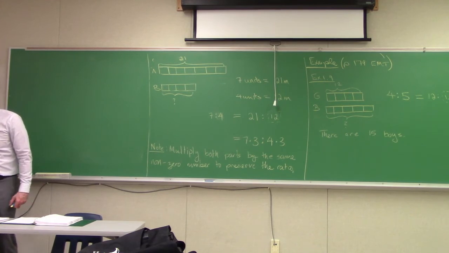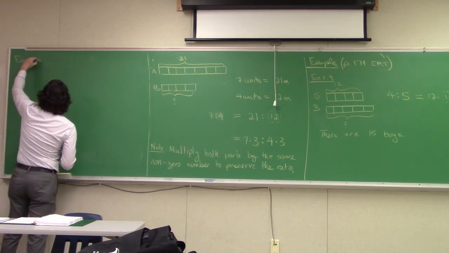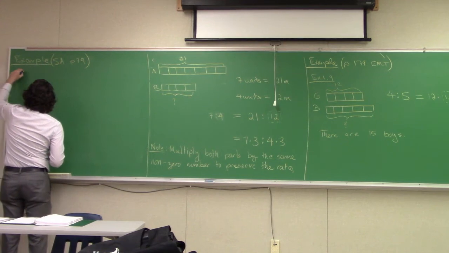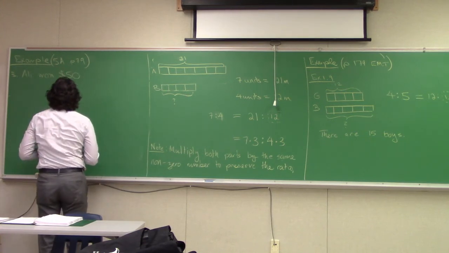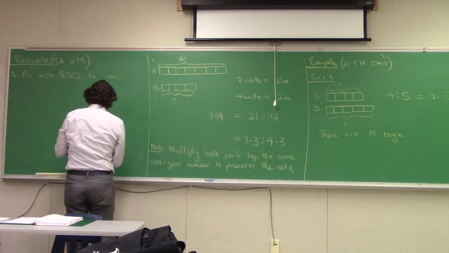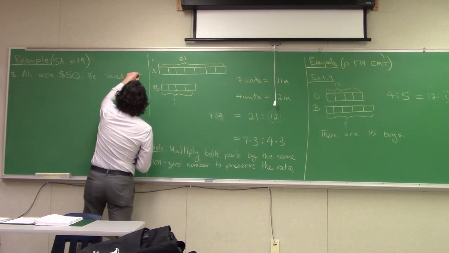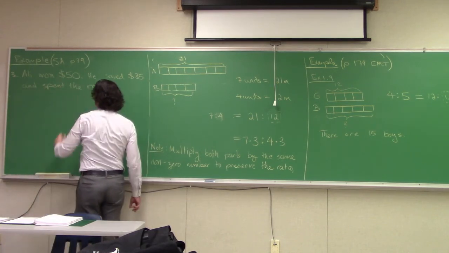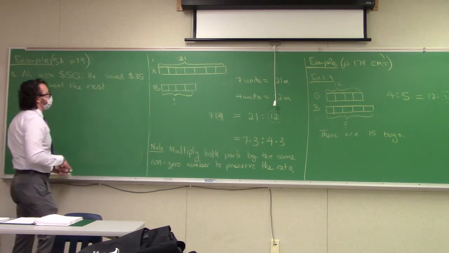Now, here's another one I want you to try. I want you to try number 3. Okay, so we're in 5A. We're on page 79, looking at number 3. Ali won $50. He saved 35 and spent the rest. It asks us to find the ratio of the money saved to the money spent.